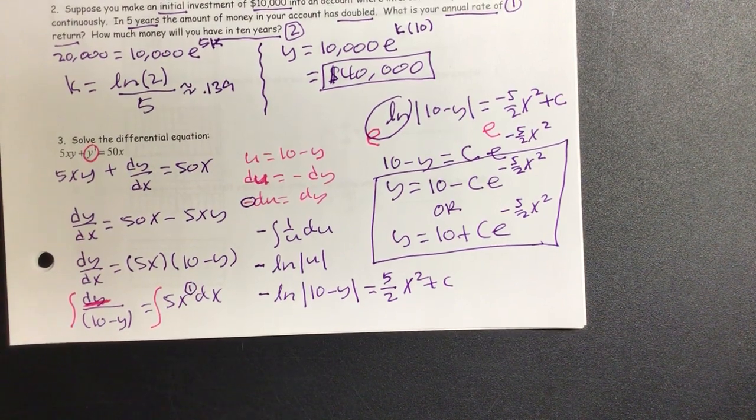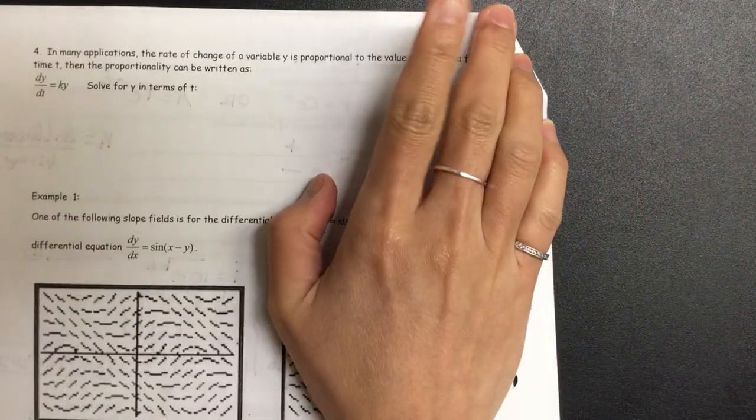So let's go on to number 4, and that's our last one. And I'm going to help you on number 12 on the homework. Okay, Cody, let's read number 4, please.